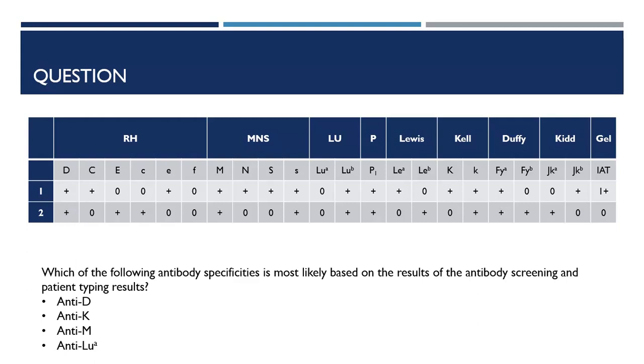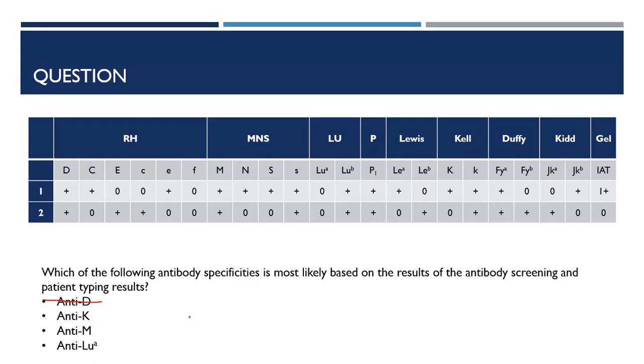So anti-D, is that plausible for this patient? And the answer for that would be no, because this patient typed as A positive. So it's very unlikely for a patient who has the D antigen to make an antibody against that antigen. There are cases where a patient may have a partial D and can make an anti-D, but right now we would not suspect that.